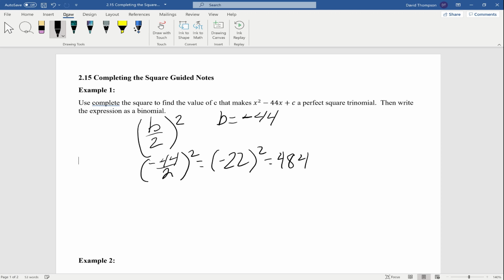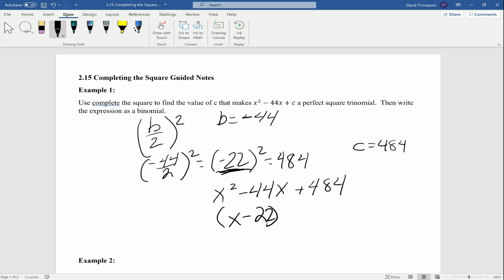484. So let's start filling in. We have x squared minus 44x plus 484. So c is 484. Now we're just going to write it as a perfect square binomial. We're going to use this middle piece here, x minus 22 quantity squared, and we're done.